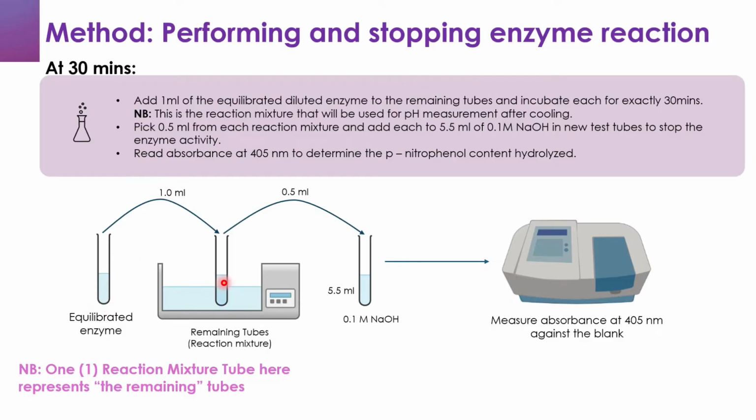So once we are done, after the 30 minutes of incubation, we pick 0.5 ml of the incubated reaction mixture and add to a different test tube containing 5.5 ml of 0.1 molar sodium hydroxide to stop the reaction. And what we also have to note is that the test tube in this water bath represents the remaining test tubes containing the reaction mixtures at different pH.